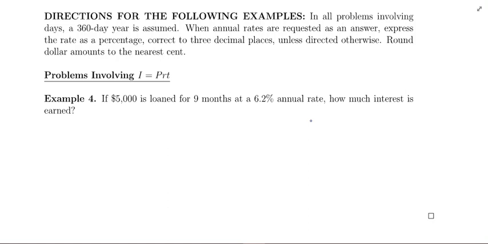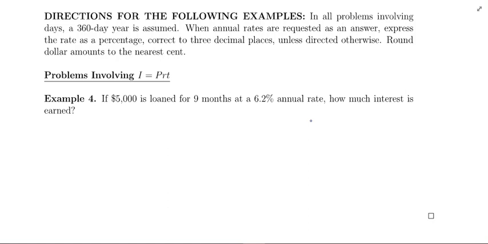The second sentence, when it talks about the annual rates, all that is saying is if you happen to solve for an interest rate, if your problem is asking you to solve for an R value, you need to state the answer as a percentage correct to 3 decimal places. And the last sentence is saying, and this goes throughout financial math, anytime you have a monetary answer, you need to give the answer in dollars and cents. You need to round to the nearest cent.